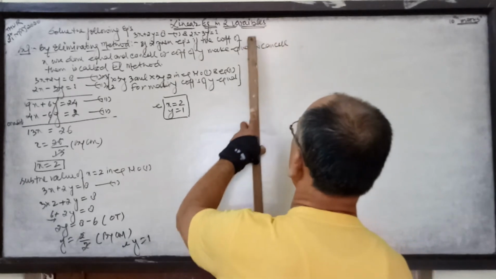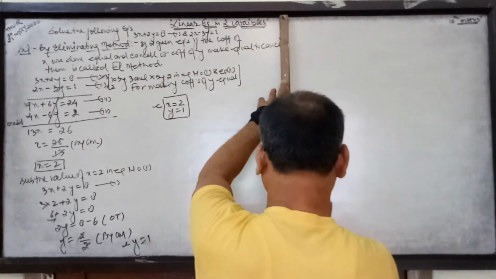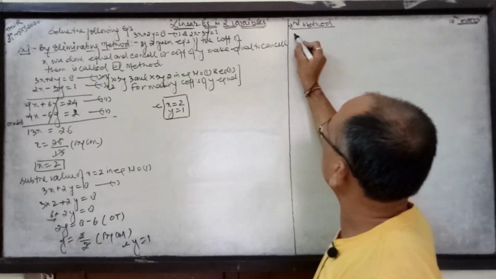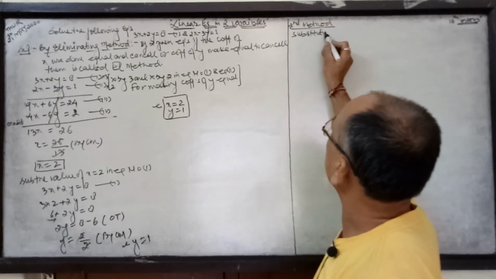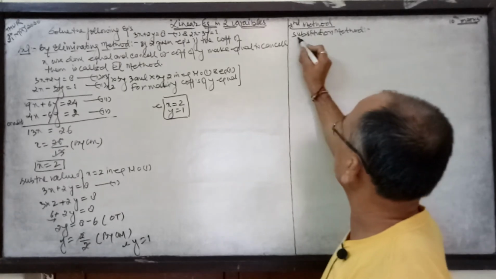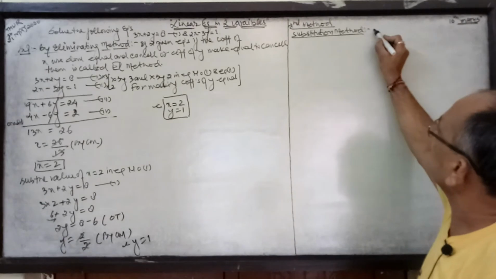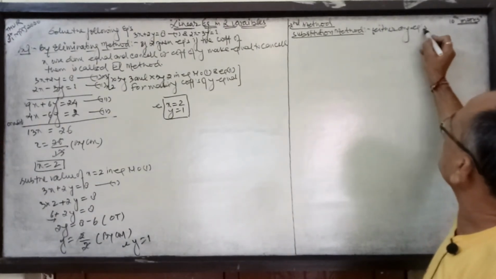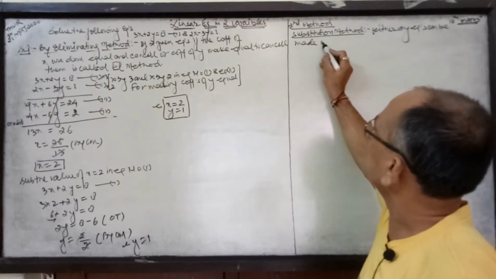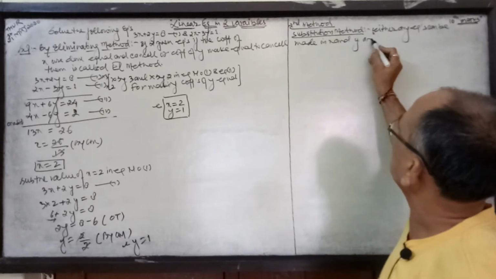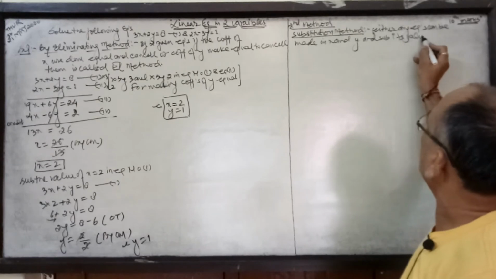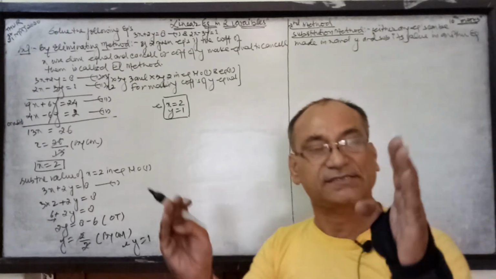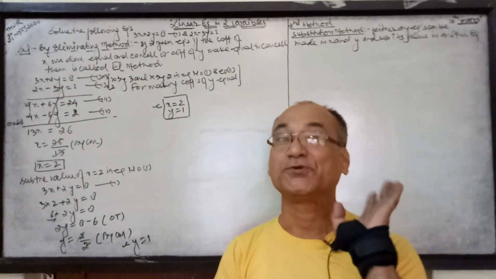The same question, I am doing it by substitution method. Second method, substitution method. In this method, either any equation can be made in x and y, and substitute its value in another equation, is called substitution method. Some teachers also say elimination by substitution.